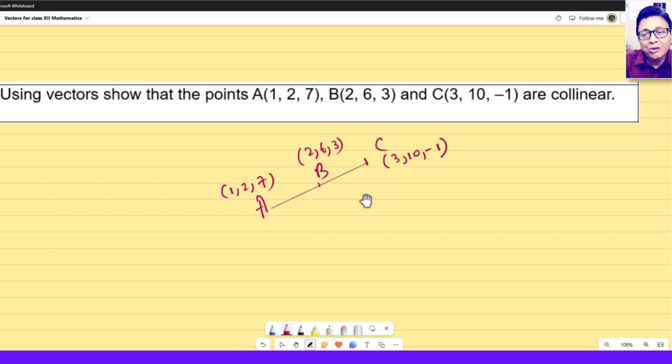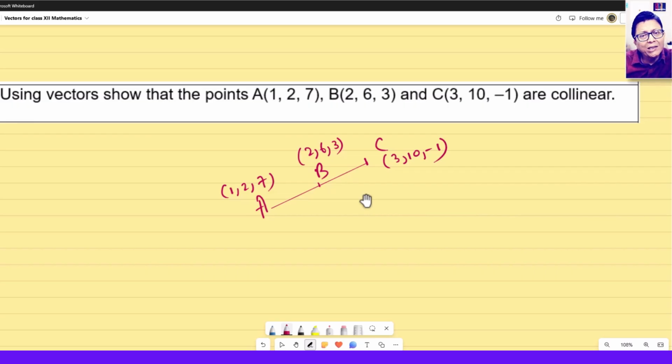Which calculation in vector will show you that they are collinear? There are two ways. You find two of the three vectors. What are the three vectors here? AB, BC and AC. These are three vectors in the same direction. If you can prove that one of them is the scalar multiple of the other, then it's fine.